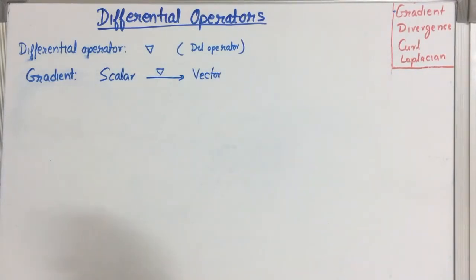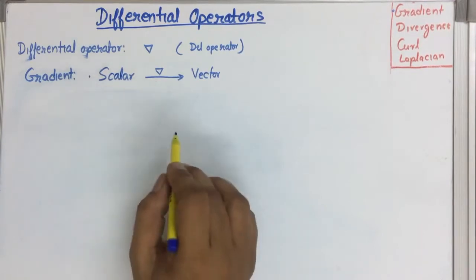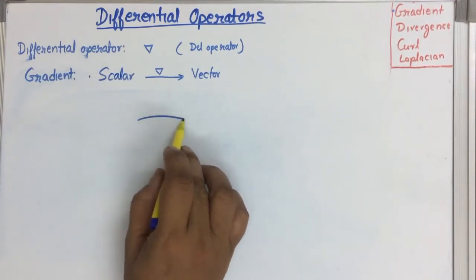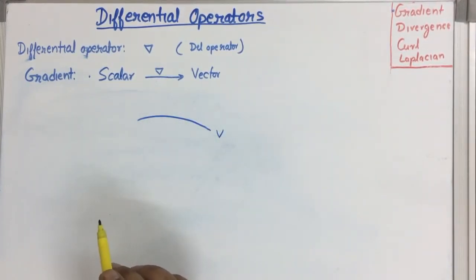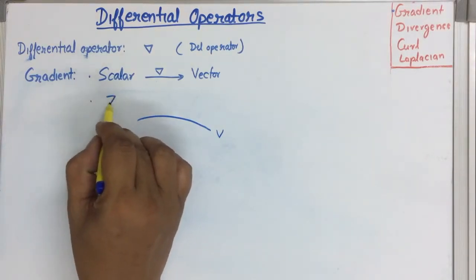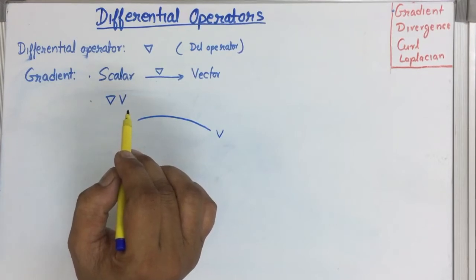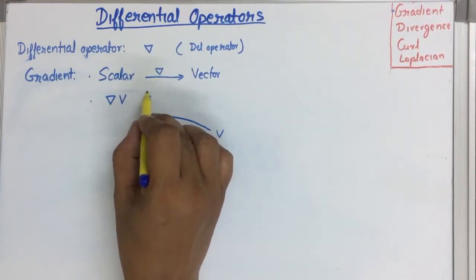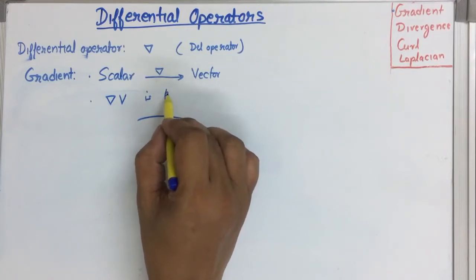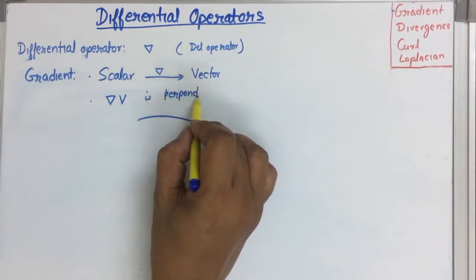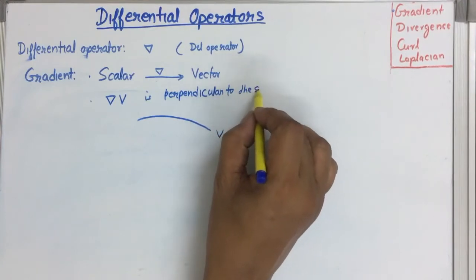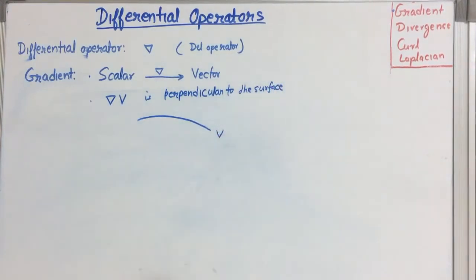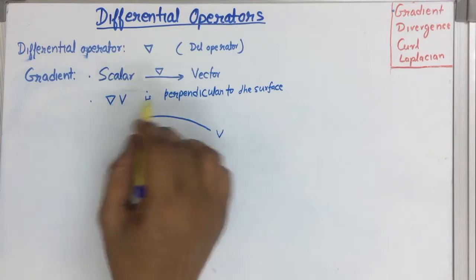How is it possible? We will consider any scalar field V. It is an equipotential surface. Regarding that, we can say the gradient of V is perpendicular to the surface. Now let's try to find something regarding this.